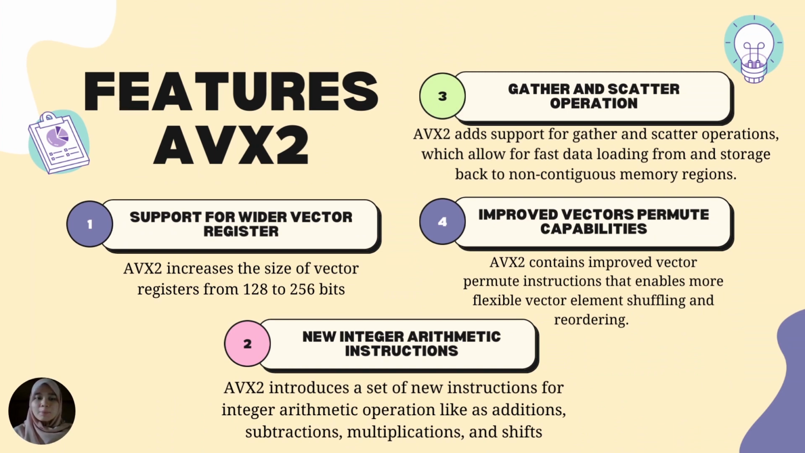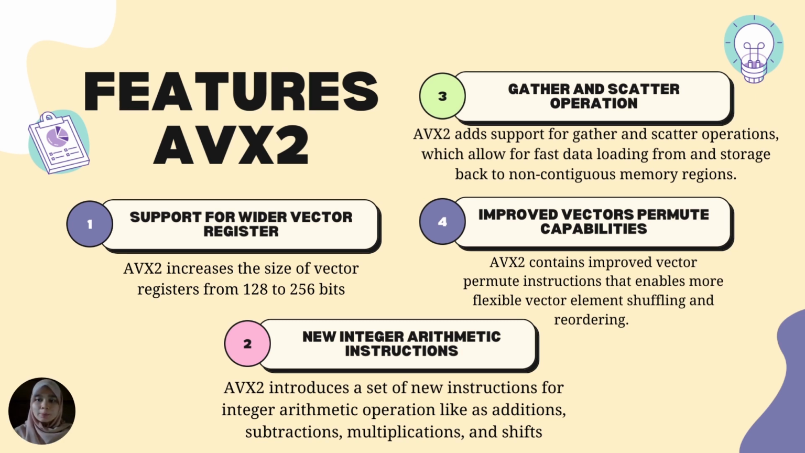Okay, number one is support for wider vector registers. AVX2 increases the size of the vector register from 128 bits to 256 bits. This allows for processing twice as much data in parallel, resulting in improved performance.